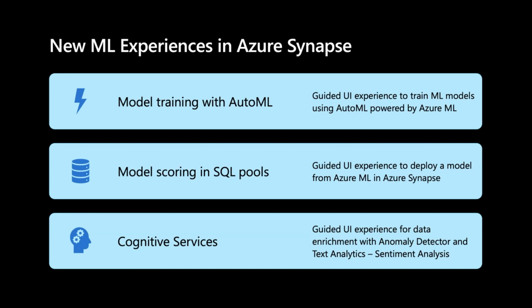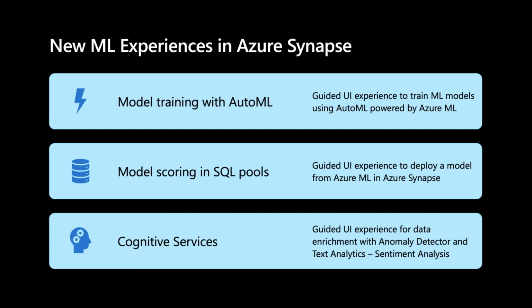One of the first experiences that we're launching is model training with AutoML using this guided UI experience in Synapse Studio. And this is powered by Azure ML. So this is the same AutoML that you can use in your Azure ML workspaces. It's just that this one happens to execute on our serverless Apache Spark pools inside of Synapse. But you can still go to Azure ML, for example, to do your tracking. And I'll show you this in a bit.